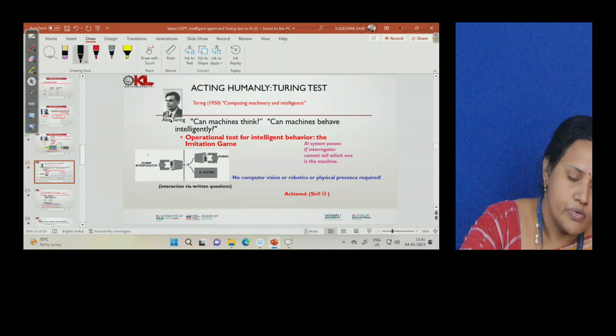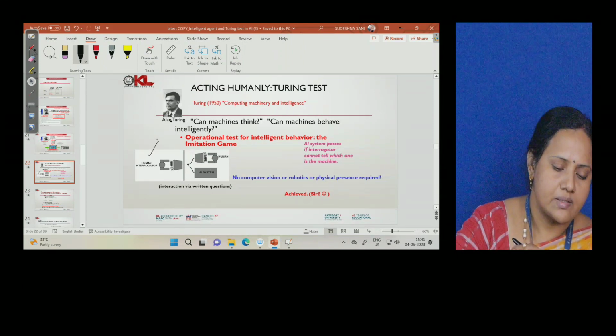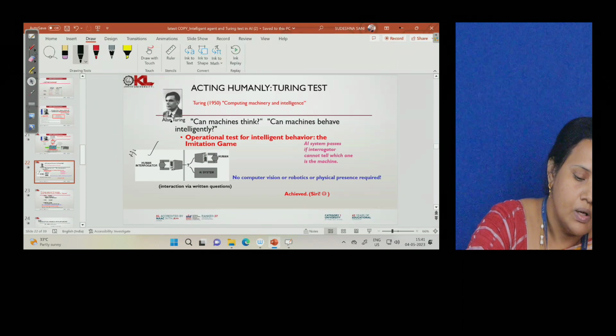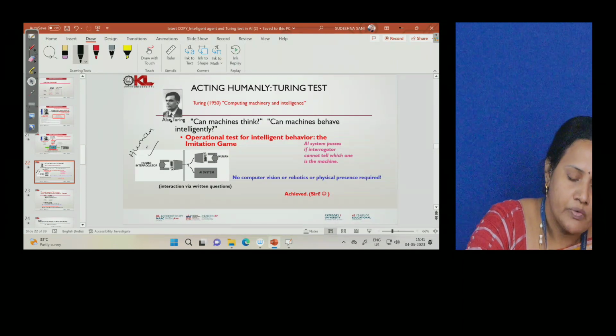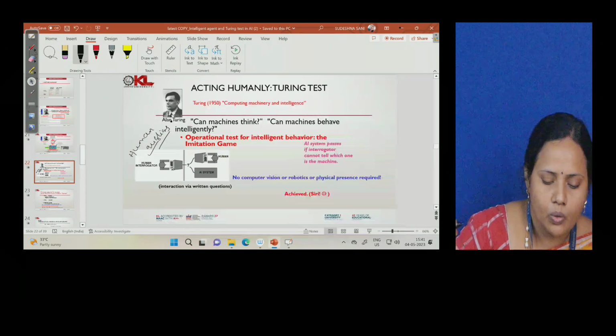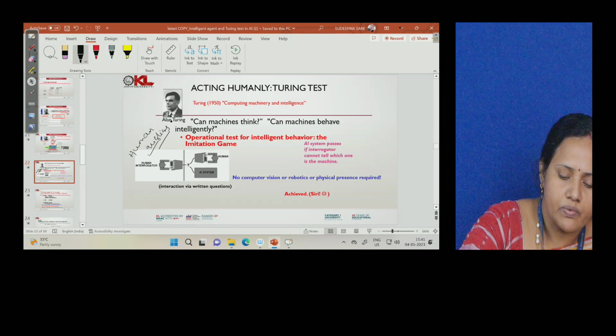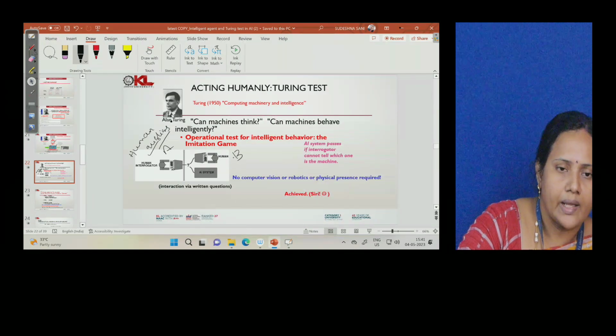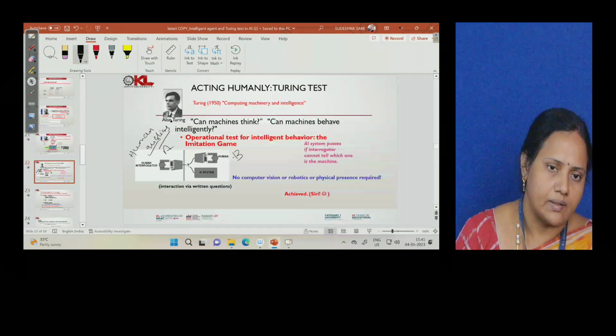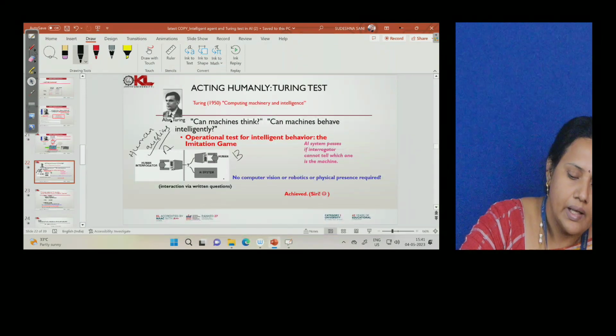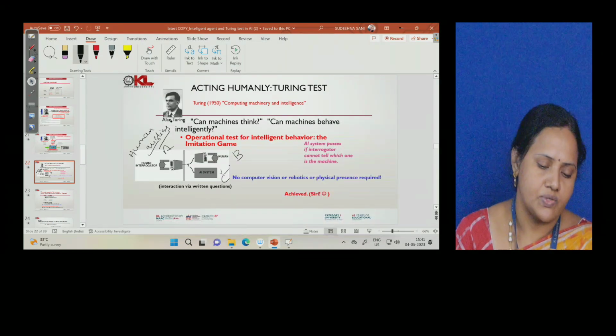In one room an interrogator is placed, a human who is going to put forth the questions. The questions are not oral, only written questions will be posted. To whom is he posting the questions? Suppose this is room A. In room B, another human being is seated. In room C, just a computer or an AI system is placed.